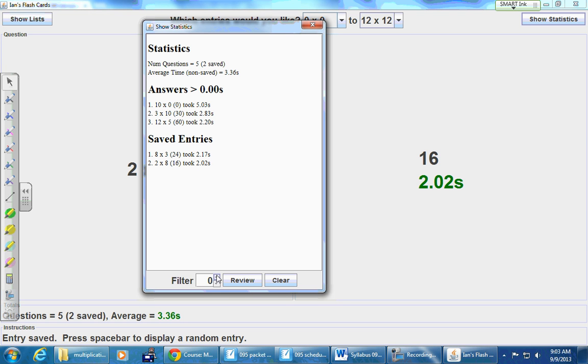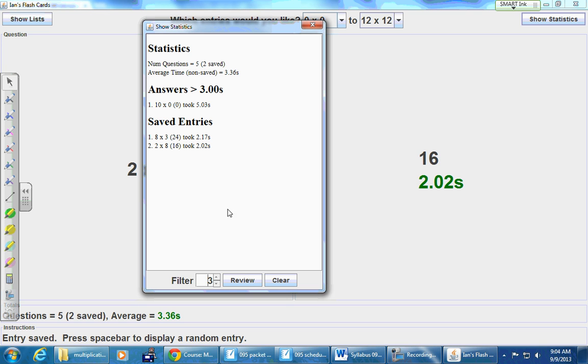And so if I wanted to, I can say, all right, I'm just going to practice the ones that took more than 3 seconds. How many of these is real small, but how many of these took more than 3 seconds? Just the one. So as soon as I pop this filter up to 3 seconds, it's only going to show me the ones that took more than 3 seconds. And it's going to keep those saved ones no matter what I do.